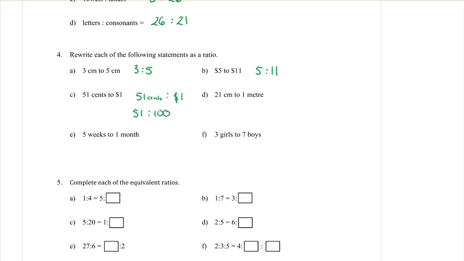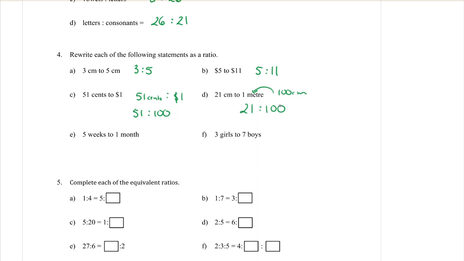Part D, 21 centimetres to 1 metre. If you prefer, you can actually do your converting here first. You go, all right, 1 metre, I want to change that into centimetres. What is it? 100. It's 100 centimetres. There's 100 centimetres in a metre. Okay, make the units the same. I don't mind if you do it in a ratio or if you do it beforehand, but make sure they're the same and then write your ratio down. 21 to 100. They're both in centimetres, so I don't need to write the centimetres in.